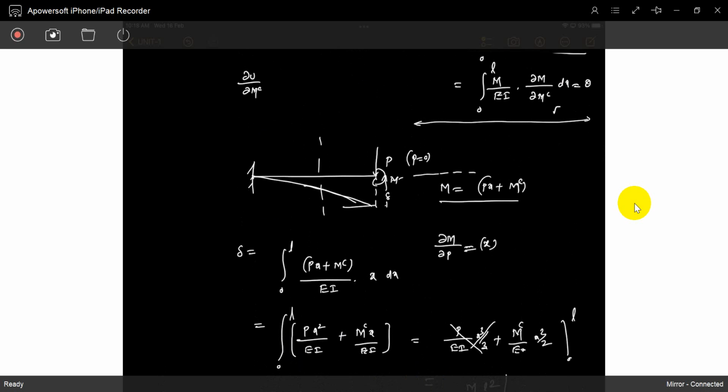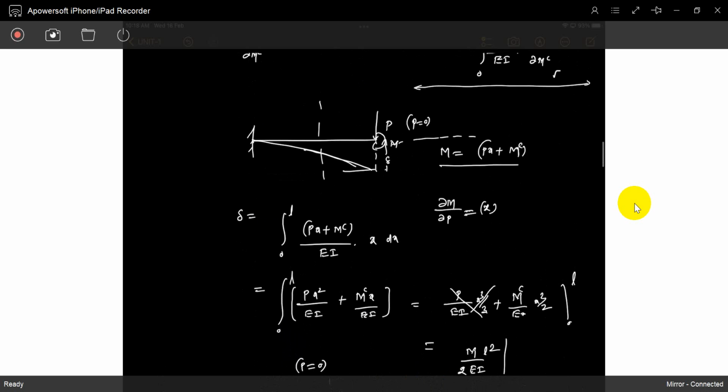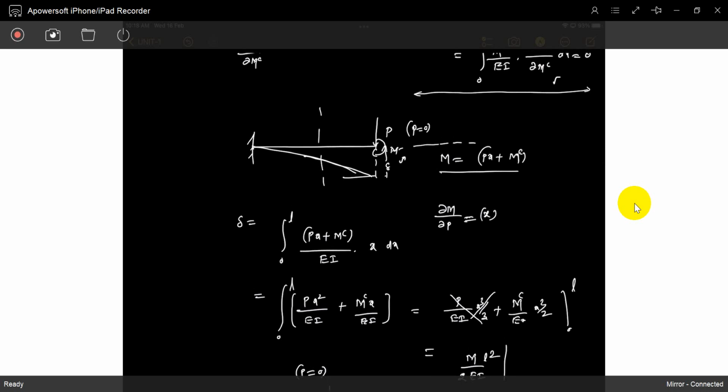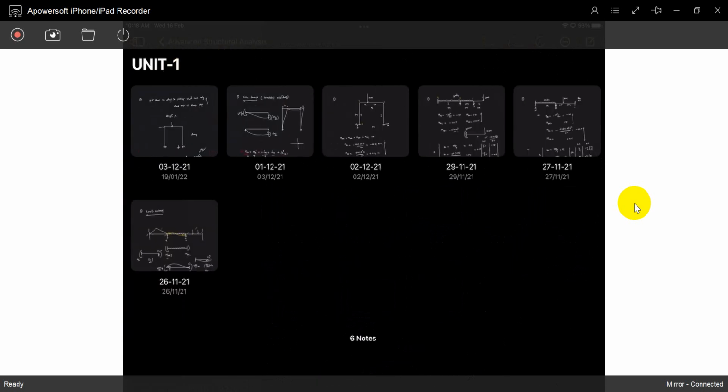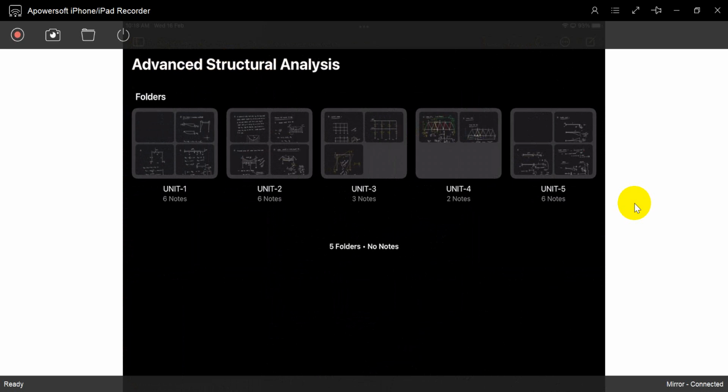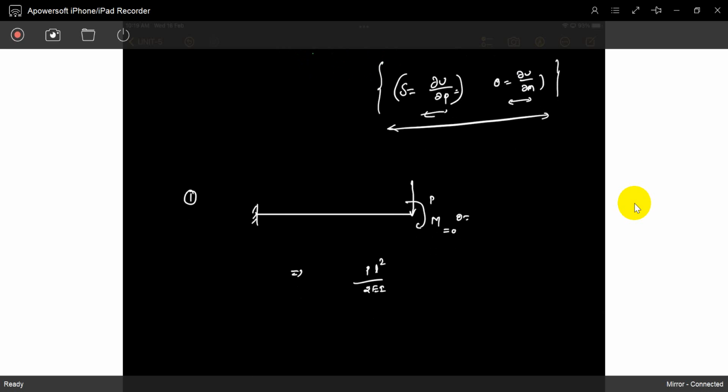In this formula, just observe it. If you want to find out the delta, whenever that P is there and you want a rotation at this location, you apply a fixed moment. This is fixed; finally it is zero. What will you get? Finally, PL square by 2A will come.